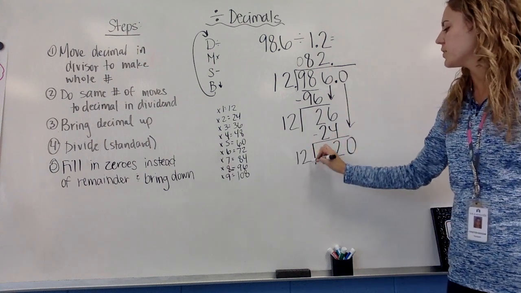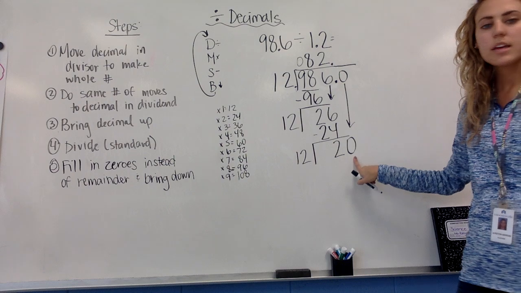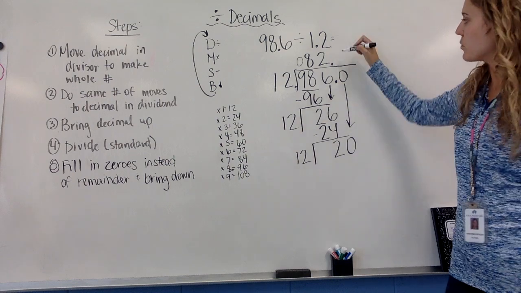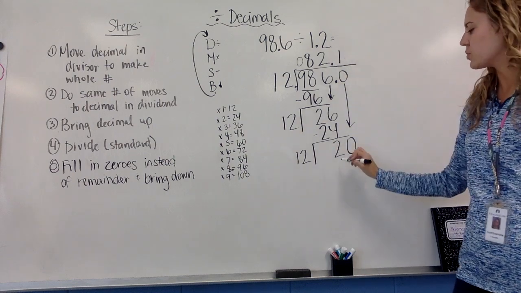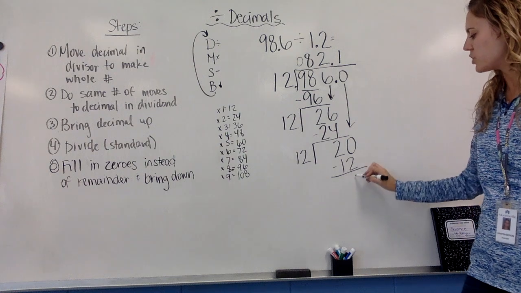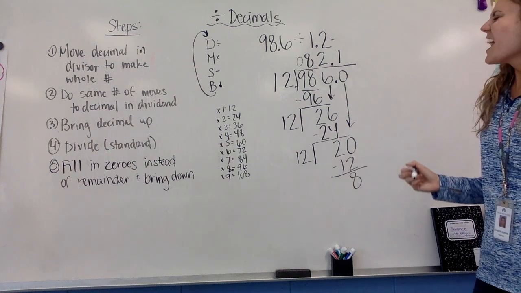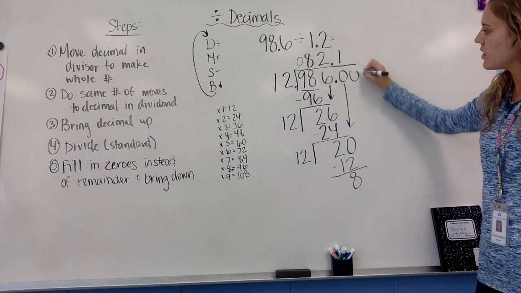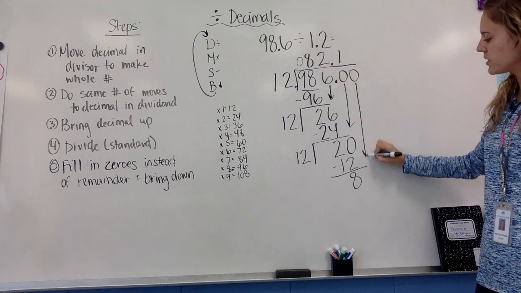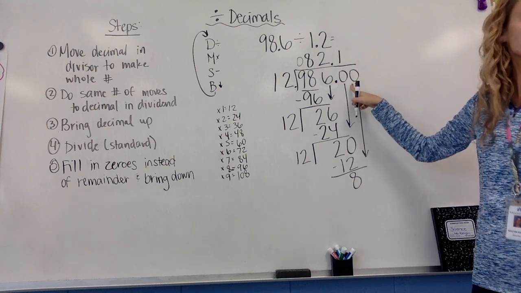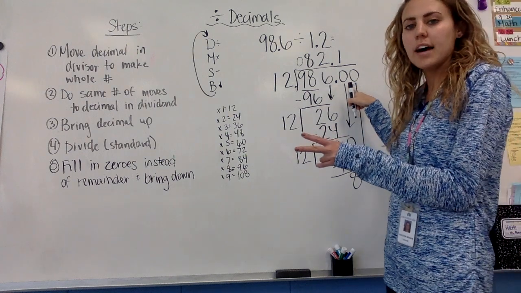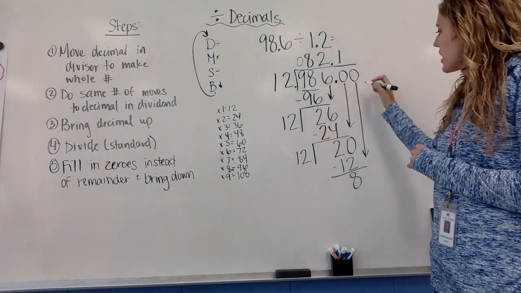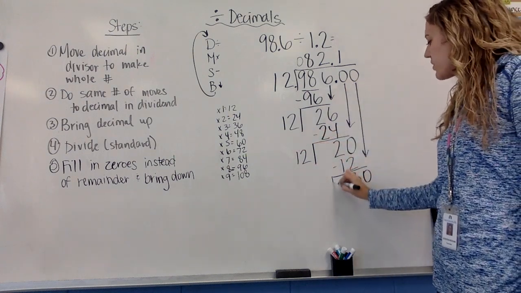So 12, can it go into 20? Yes, it can go in 1 time. 1 times 12 is 12. Subtract, and I've got 8. And when you're dividing decimals, you always want to go to the hundredths place. So I know I need one more 0 because that's going to get me to the hundredths place, because that's 2 place values after the decimal. So I'm going to the hundredths place, and I'm going to bring my 0 down.